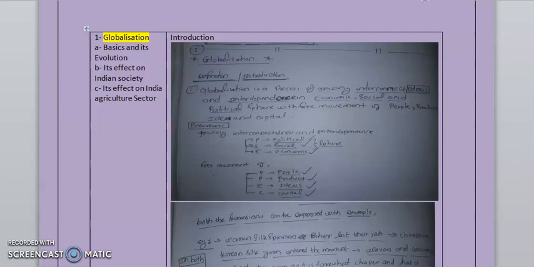It depends on the question. But this definition you can use for any kind of question. So you just memorize this definition.